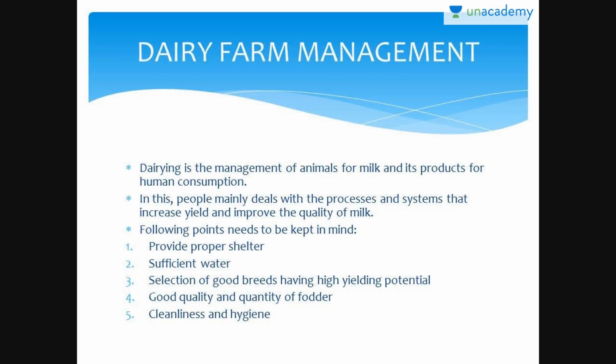The next topic is dairy farm management. Dairying is the management of animals for milk and its products for human consumption. In this, people mainly deal with the processes and systems that increase yield and improve the quality of milk. These are several points which are better for maintaining the regularity of a dairy farm. Proper shelter should be provided, sufficient water should be available, selection of good breeds having high yield potential, good quality and quantity of fodder should be provided, cleanliness and hygiene should be maintained at all times.